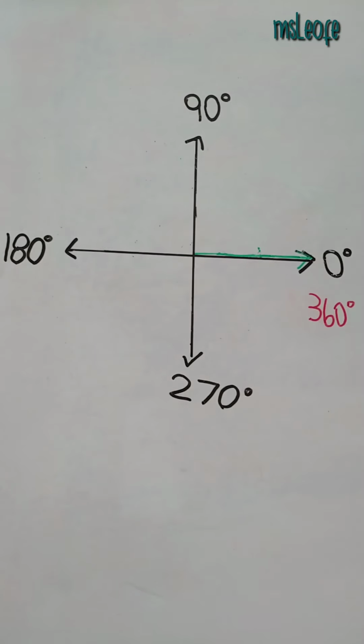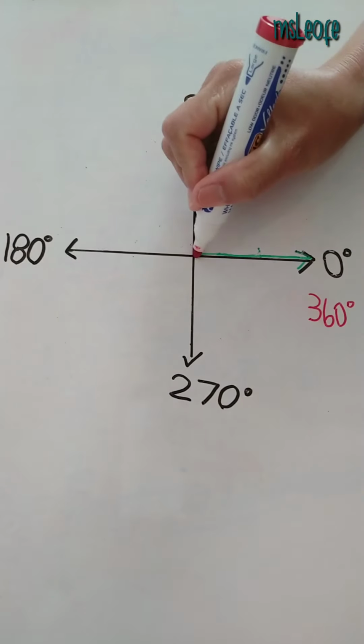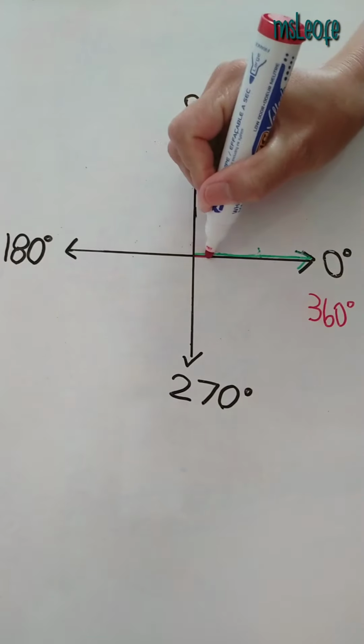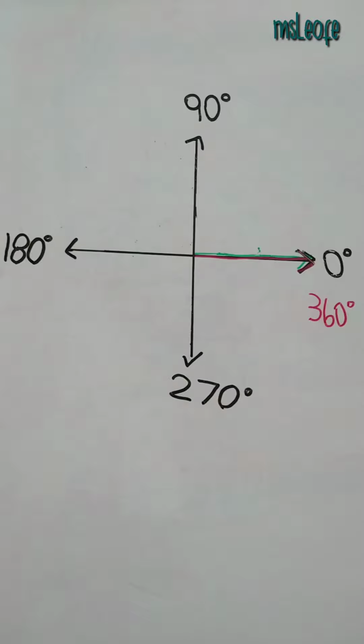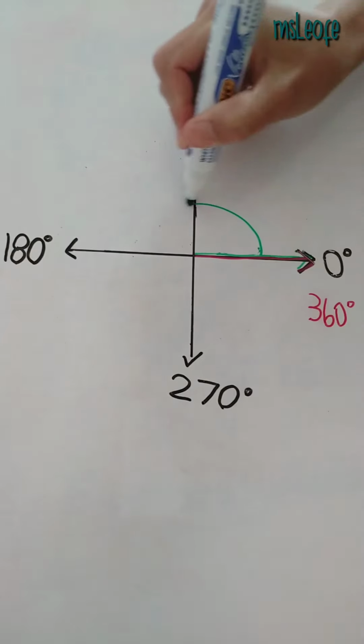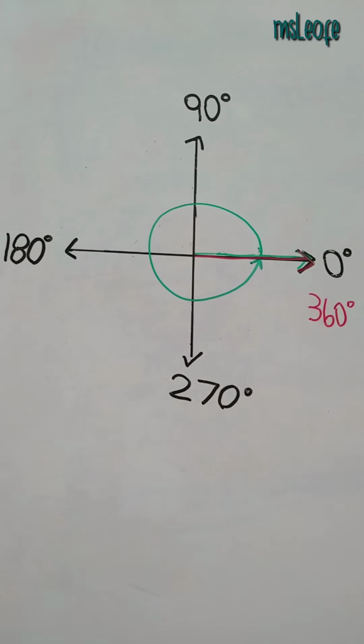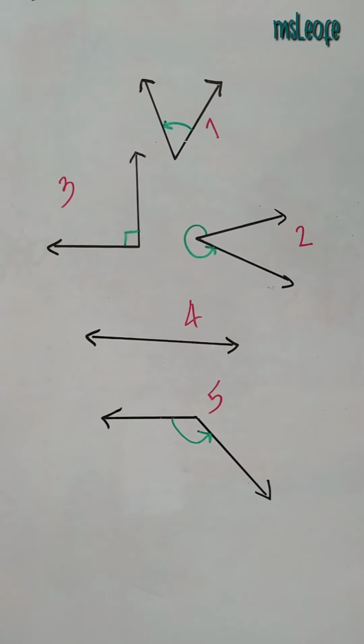And the last type of angle is the full angle, and this angle has a measure of exactly 360 degrees. So that must be here. We start on this side, green, and we end on this side where I put red. That's why it's called a full angle, because it's really full, 360 degrees.